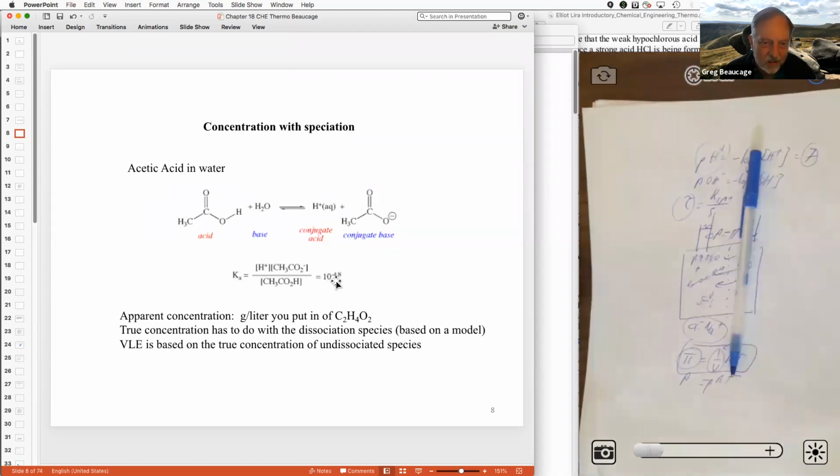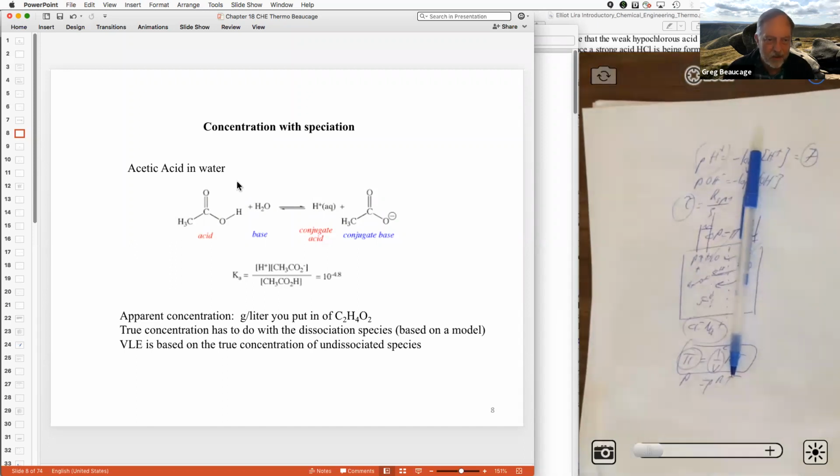It's minus 4.8. So that means that this is probable that this will happen because it's bigger than 1. The 4.8 is bigger than 1. That means it's likely it's going to drive over here. Right. So this happens when you put it in water. When you put acetic acid in water, it'll speciate. Right? So again, this speciation constant is temperature dependent, just like the reaction rate constant that we had was temperature dependent.